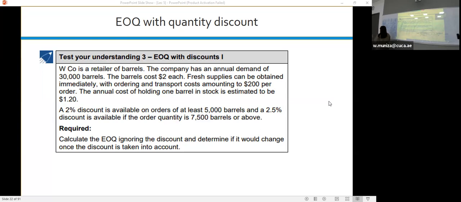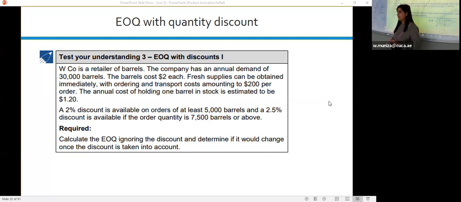And for this case, 60,000 plus 1,897 plus 1,898, so 63,795. So which one is the most suitable quantity? 5,000. Look, our economic order quantity was 3,162. But in this case, the most suitable one is 5,000. Now in the book, the answer is the same. Everything is the same. But they compare the costs with each other step by step.